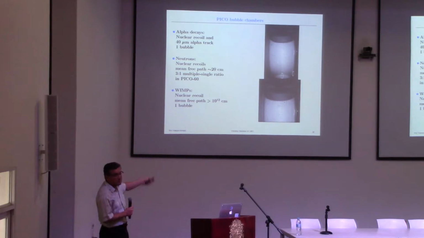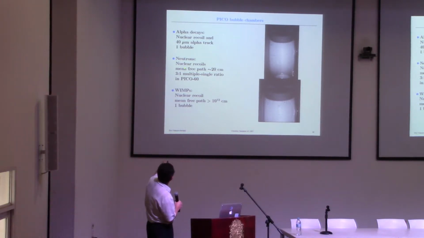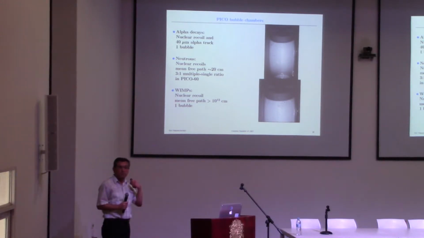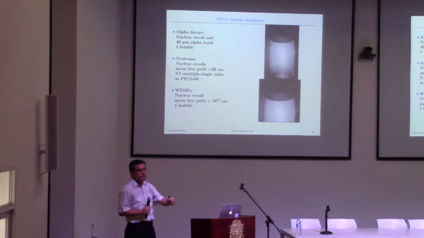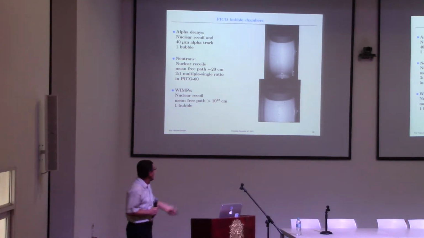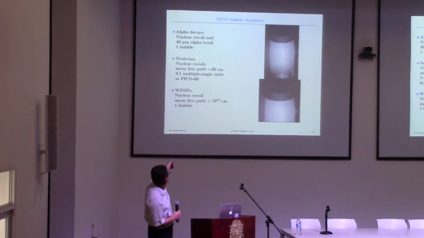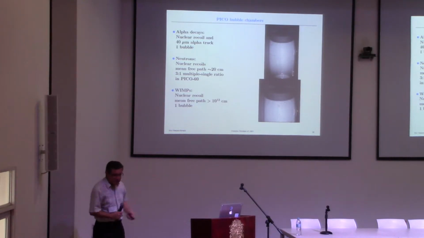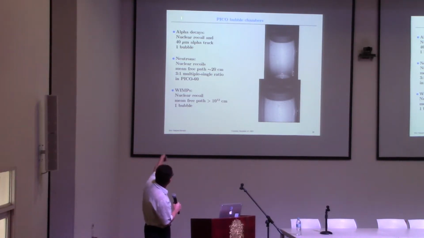Actually, these multiple bubbles were produced by neutrons, because they have a mean free path of a few centimeters, so they can produce more than 1 bubble. We can produce 1, 2, 3, 4, N bubbles. WIMPs, we expect, will produce 1 bubble, and alphas produce 1 bubble as well. It's basically a nuclear recoil and an alpha track of 40 micrometers. So what we have to discriminate is whether a single bubble belongs to one of these 3. And here's another event, also obtained with a neutron source.